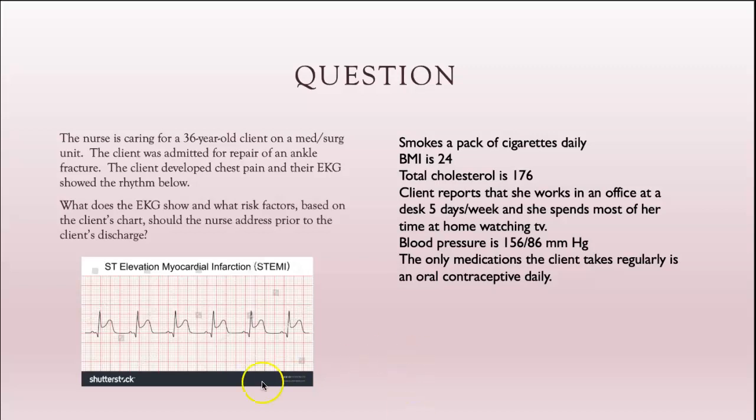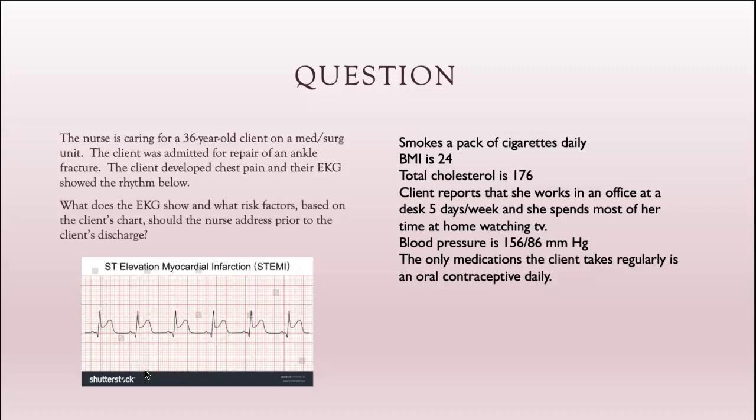So if you look at the rhythm below, you see they have the P, the QRS, and the S doesn't all come all the way down here. It feeds into the T. So that's the ST elevations. So what does the EKG show? What risk factors based on the client's chart should the nurse address prior to the client's discharge from the hospital?